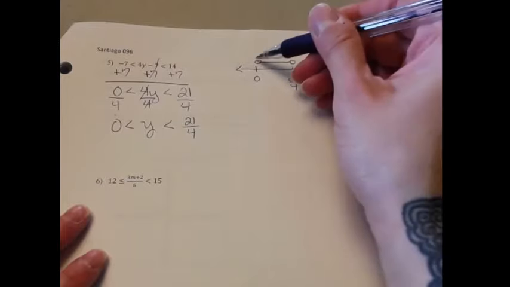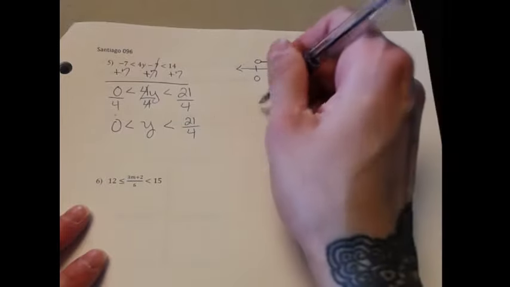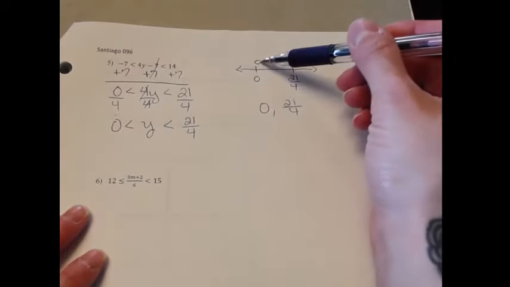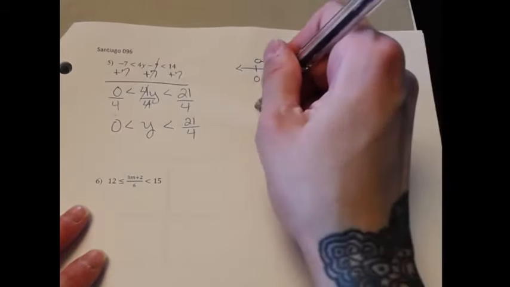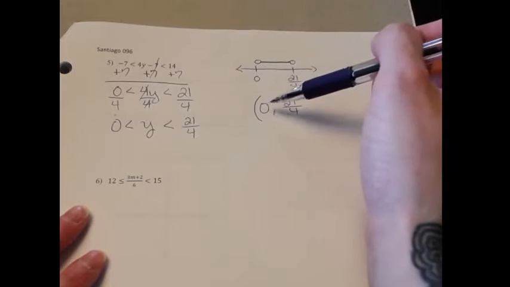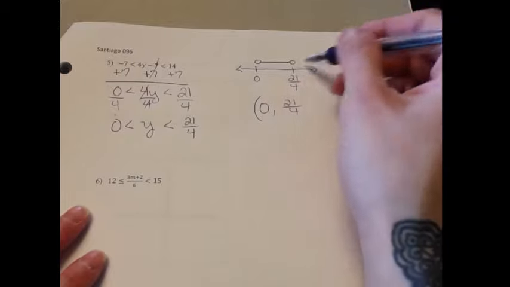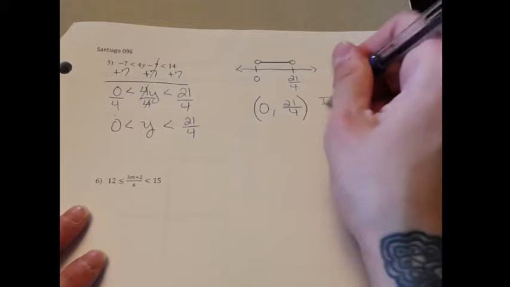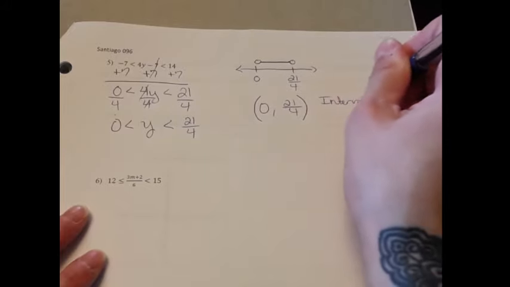Notice here's my interval. I have a left point and a right point. So we've got 0, 21 over 4. Because I have an open circle here, I'm going to use a parentheses. So essentially I'm approaching 0, but I'm not including it. Same thing with the 21/4. I'm approaching the 21/4, but I'm not including it. So here's my interval notation.